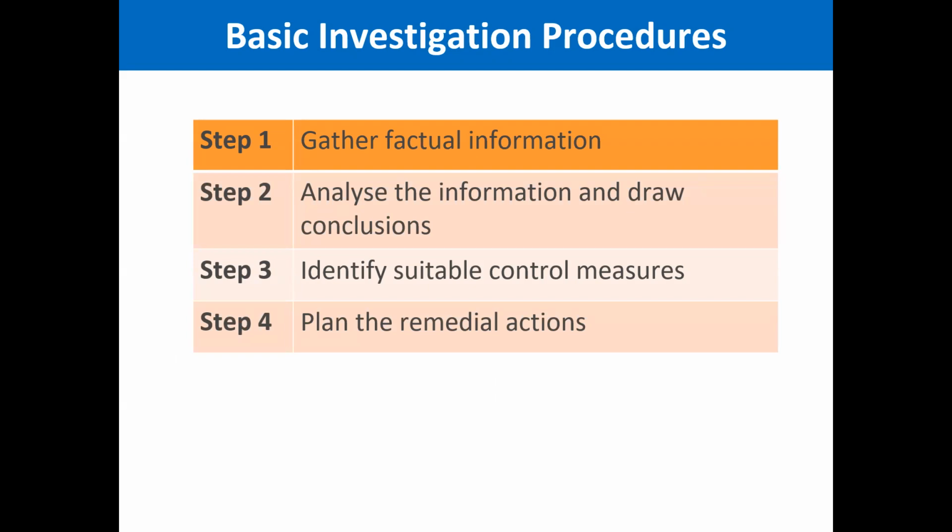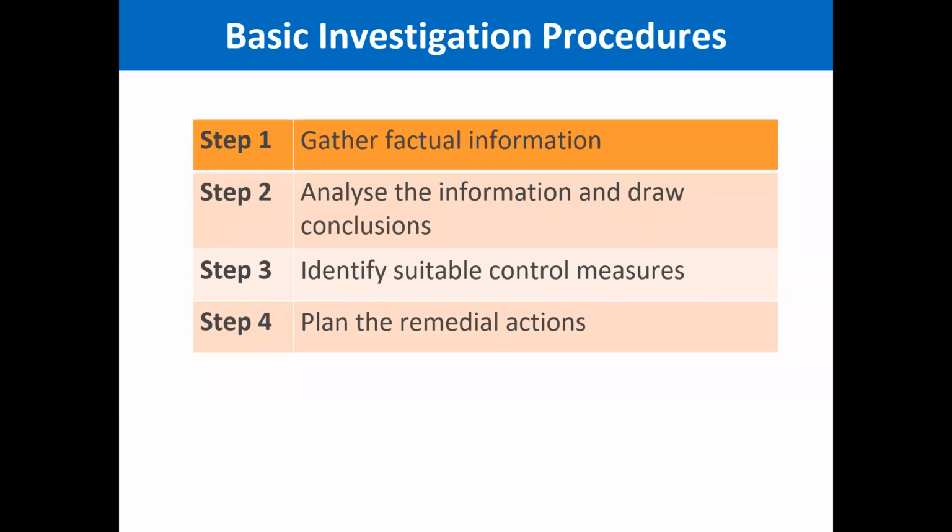Okay, what is the investigation procedure or the steps of investigation? This is very, very important. Basically, there are 4 steps in investigation. Step number 1 is to gather the factual information. This is the most important part of investigation. So it is very, very important to gather what actually happened. Factual information can be obtained by various methods, which we will discuss shortly.